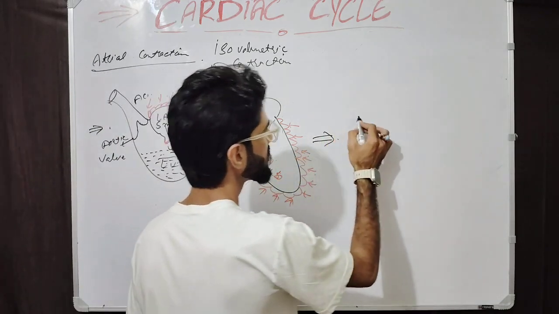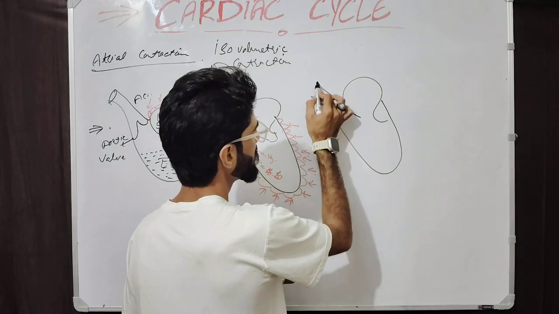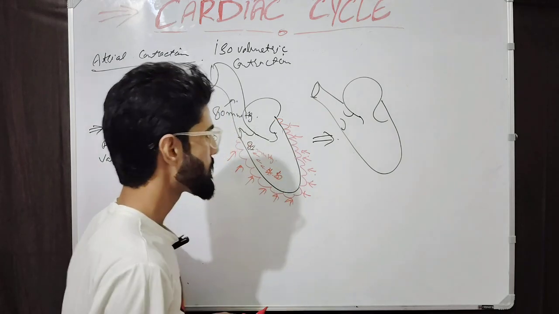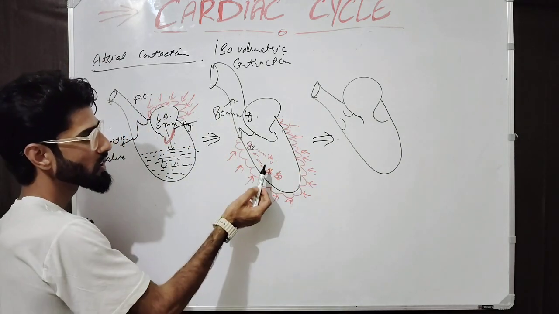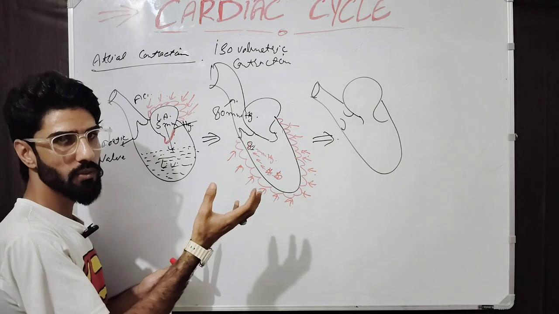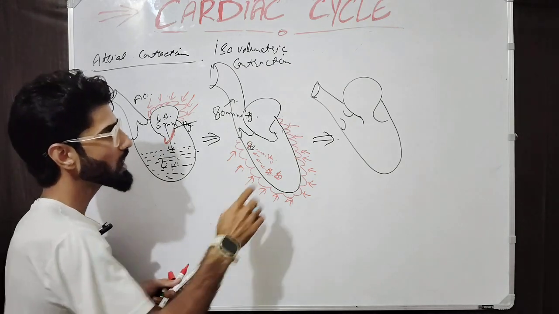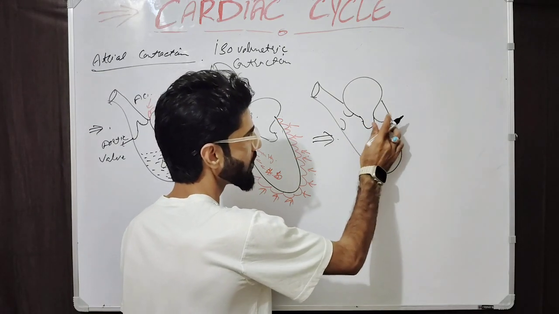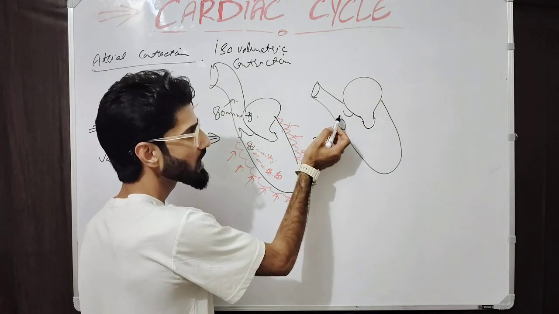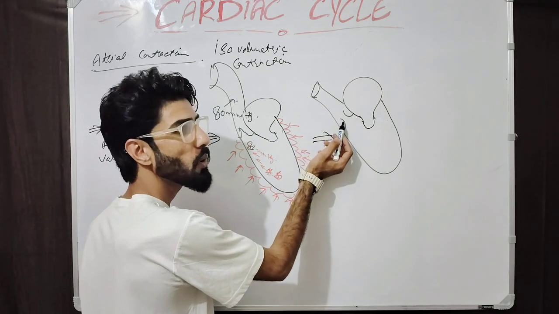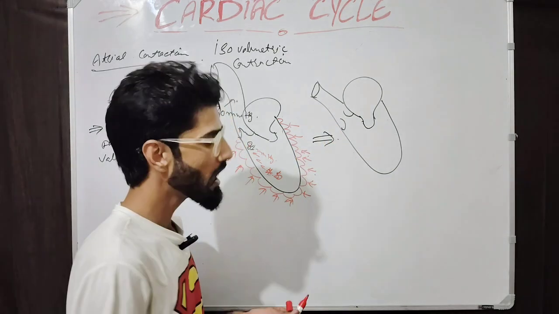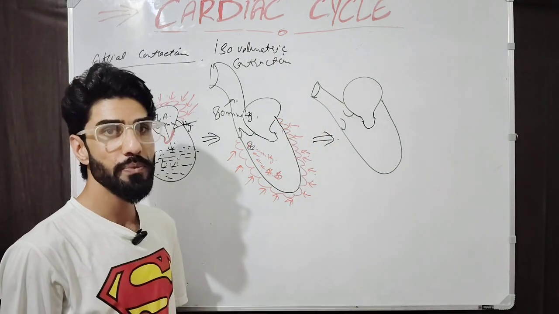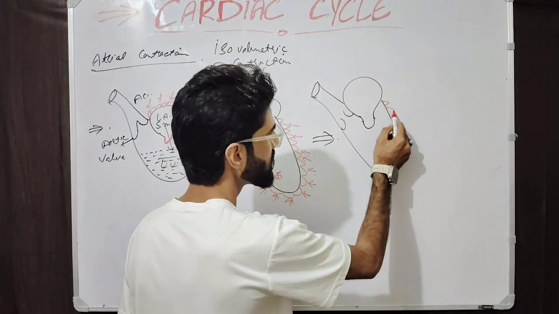Then the third phase. This is the left atrium, mitral valve, left ventricle, aortic valve, and aorta. During the previous phase the pressure was the same, so the ventricles contracted as a closed chamber and the aortic valve was closed. When the pressure here becomes more than the aortic pressure, this valve will be opened. So the pressure here is more than the aortic pressure.